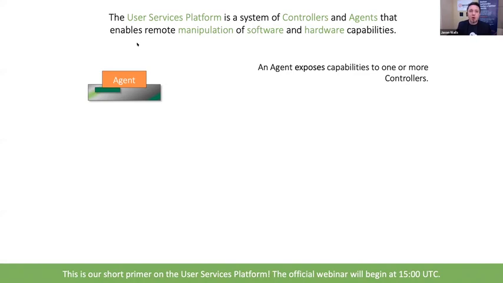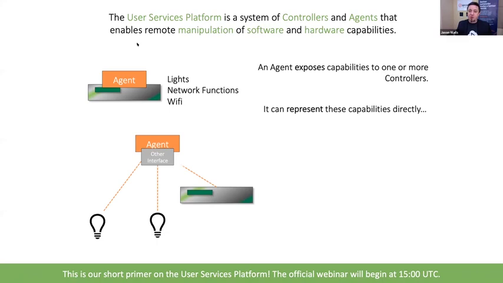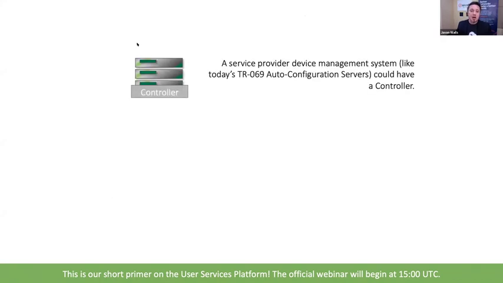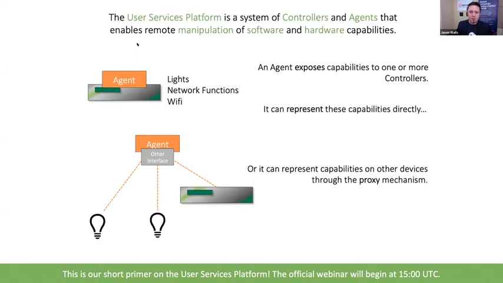So how does it work? Basically, an agent exposes capabilities to one or more controllers, and it can represent those capabilities that are on a device directly, but it also has a more advanced proxy mechanism, such that an agent can represent devices that aren't necessarily on the device that is being managed. So you might have Zigbee and Z-Wave devices, or devices through some other technology, or even just a device that doesn't talk USP, that can be modeled and represented by the agent.